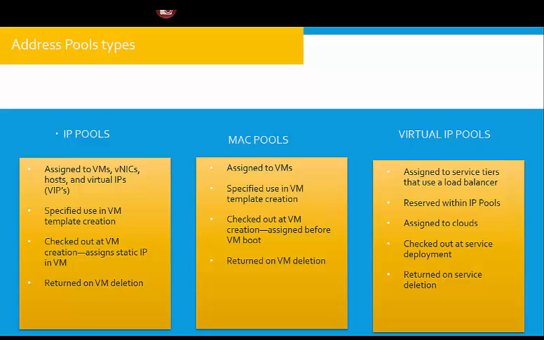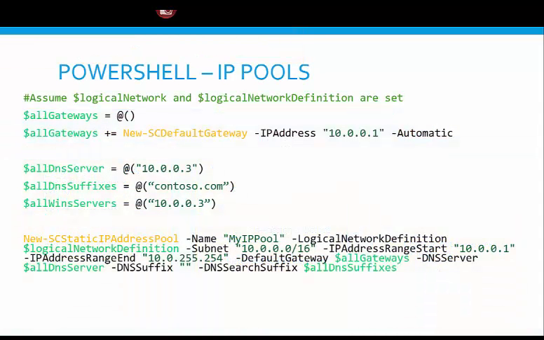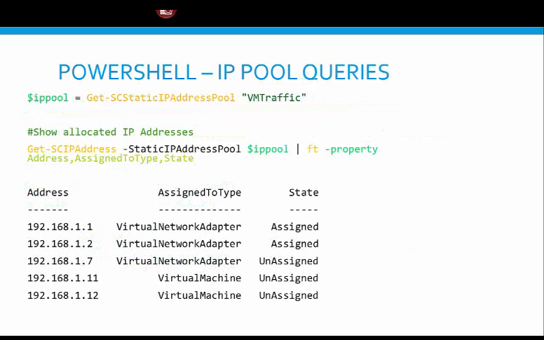VMM also supports a VM network that gives you direct access to the logical network with no isolation. If you have a virtual machine network that gives you access to an underlying logical network, you can use either DHCP if it is available, or an IP address pool for that network. Again, we can see that we can do this within PowerShell. And here's a further example of how we can allocate IP pool queries.